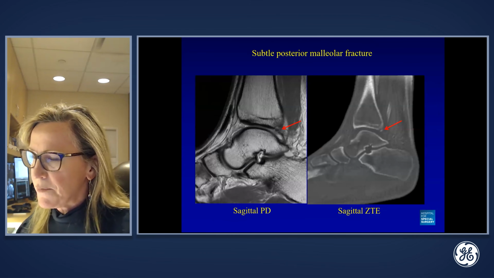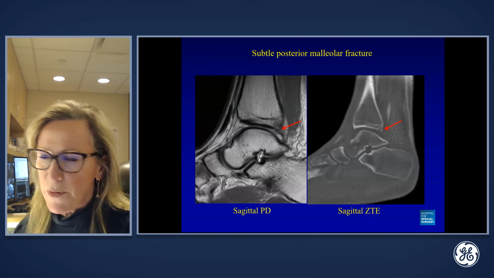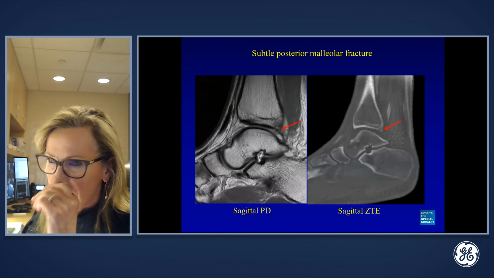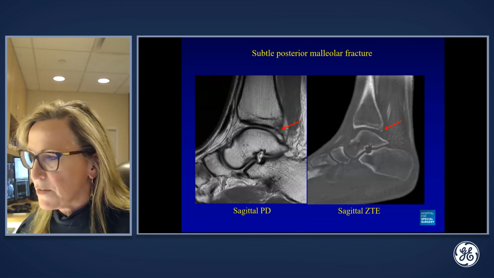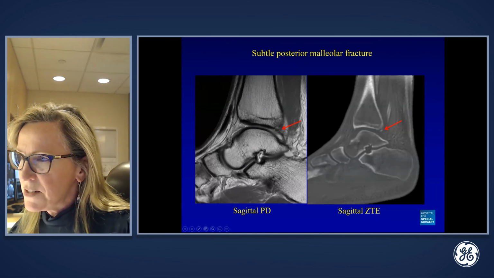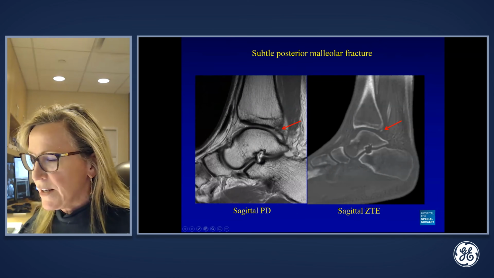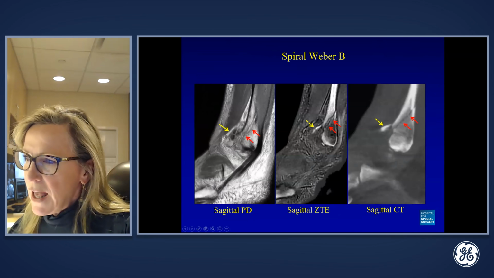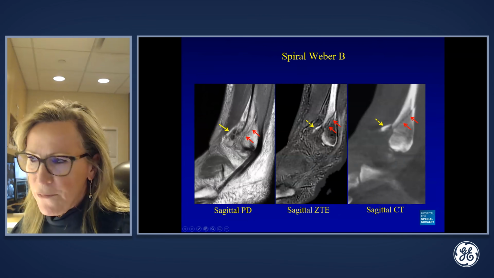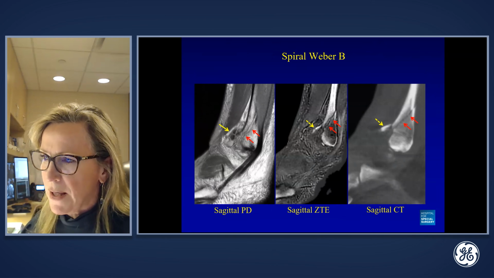I'm going to show you some examples from the ankle and the foot. These have been reported at a scientific meeting and are submitted for publication. This is a subtle posterior malleolar fracture, I think nicely demonstrated here on the osteo. And here we can see a spiral Weber B fracture associated with syndesmotic injury.